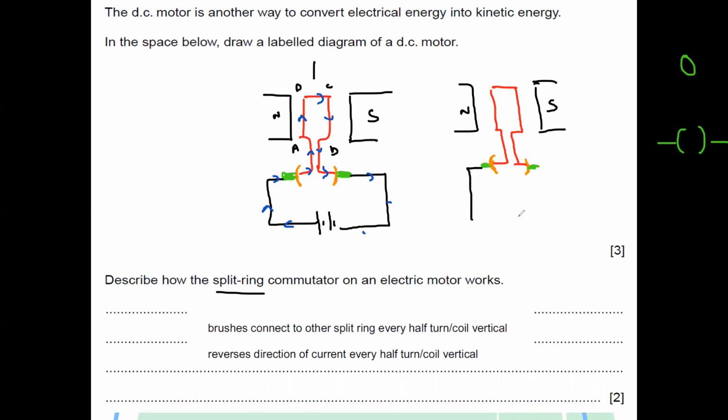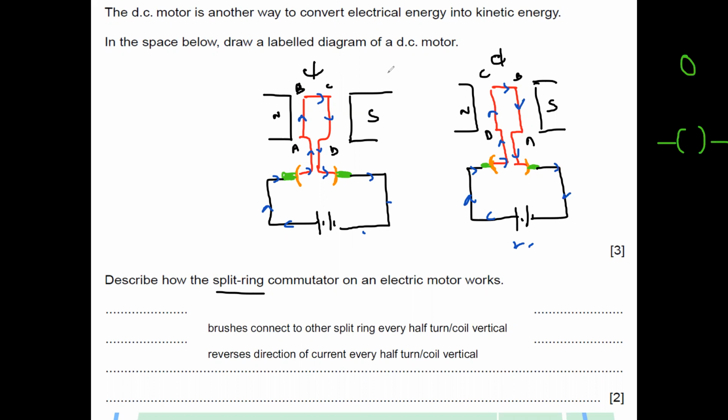And the direction of the conventional current is from positive to negative. As the coil rotates, the sides will also change. Now this side will be D, this will be C, this one is B, and this one is A, because it rotated. So as a result, when it rotates, it changes the direction. Now, what will be the direction of the conventional current? It is from positive to negative. So the conventional current starts to flow from positive to negative.